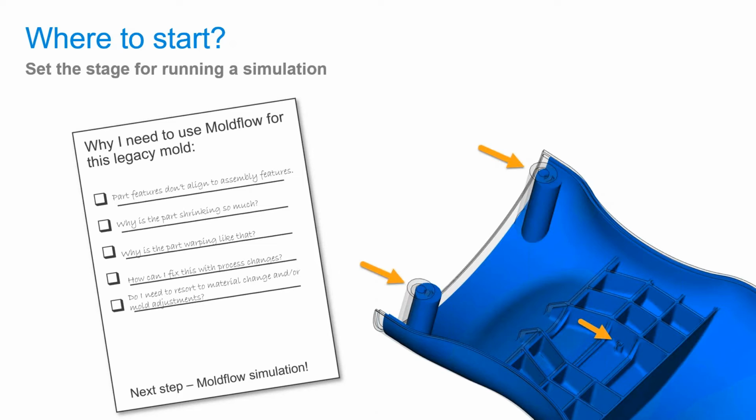Then, you might want to utilize Moldflow to review scenarios of how to approach resolving the causes through process optimization first, instead of jumping into having to make costly and time-consuming steel changes. Identifying this will help tremendously when getting into actually setting up the simulation within Moldflow.